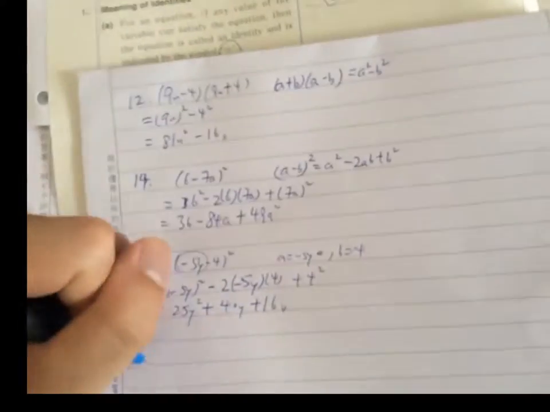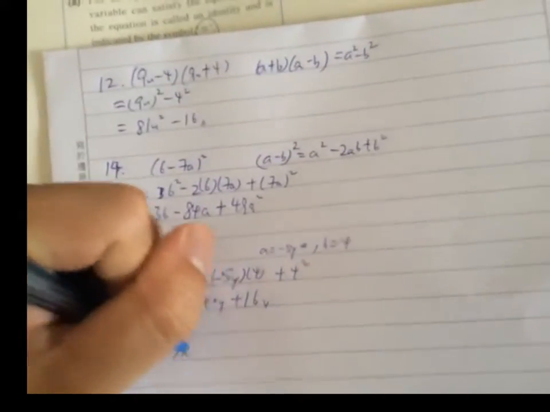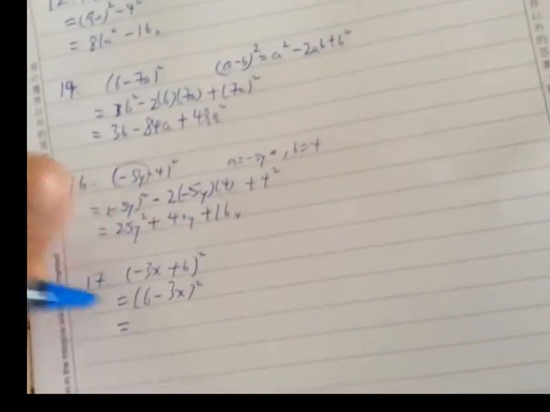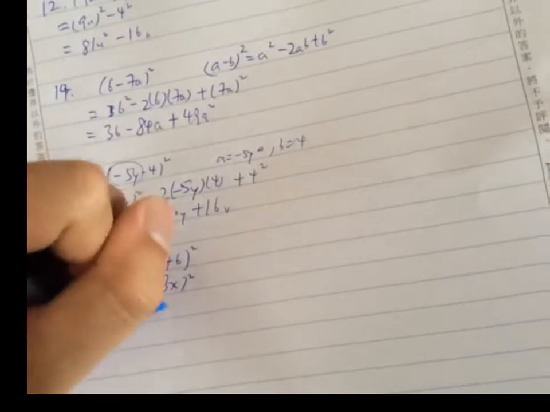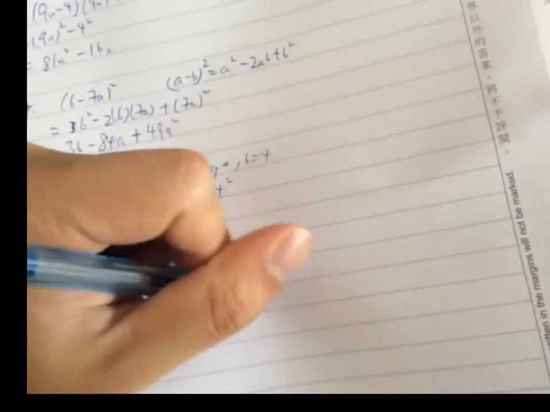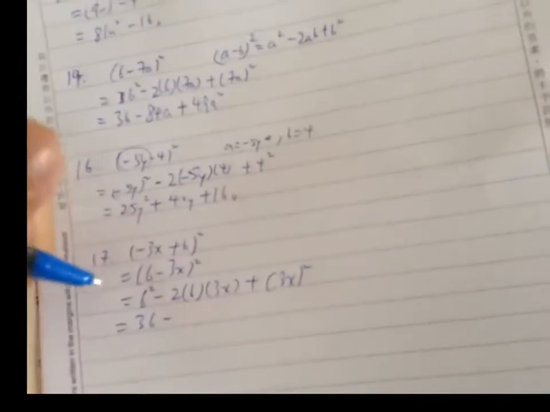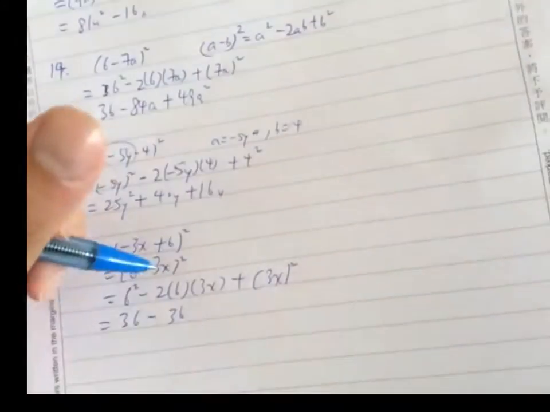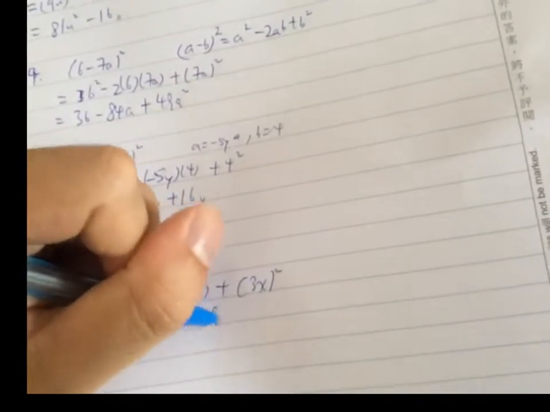Number 17. (Negative 3x plus 6) all squared equals (6 minus 3x) all squared. It will be 6 squared minus 2 times 6 times 3x plus (3x) squared. So it will be 36 minus 36x plus 9x squared.